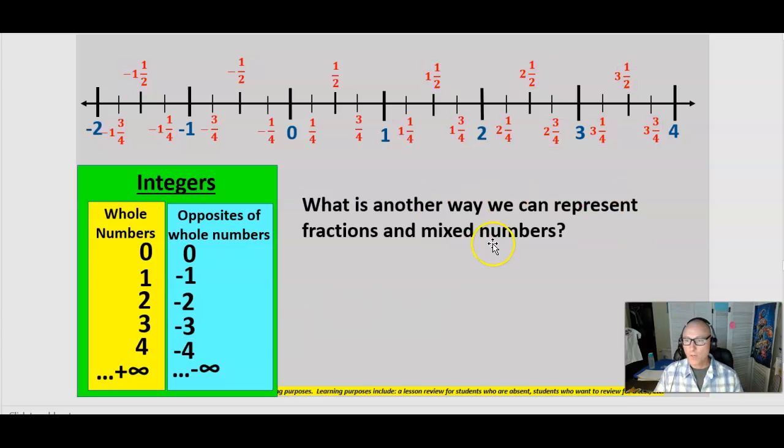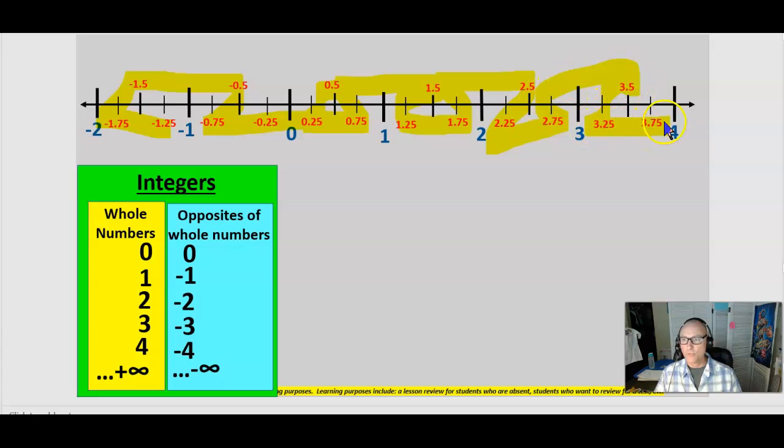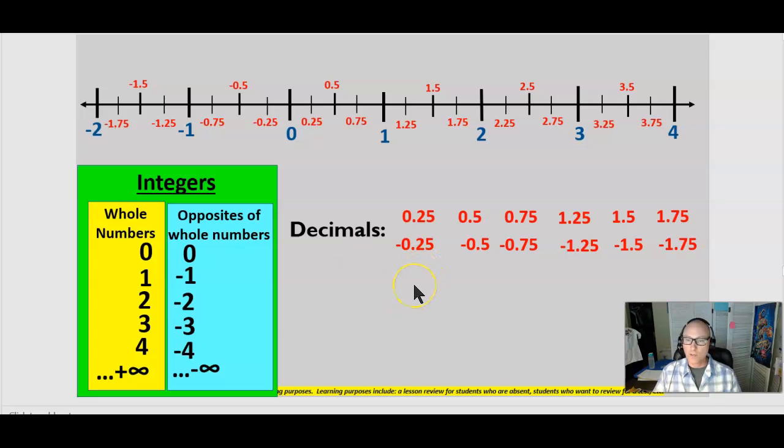So what is another way we could represent fractions and mixed numbers? There's that, right? And here's a clue. These thingies. What are these thingies here called? All these little red thingies. We can write them as fractions, or we can write them like this. What form is this? Fraction form? You're screaming at me already what the answer is. Okay, fine, here. These thingies are called decimals.